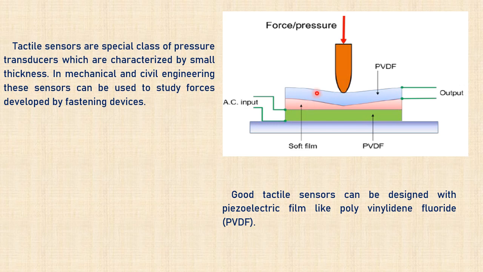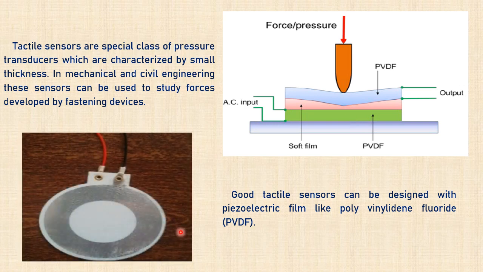And now the upper layer is again a PVDF layer. In this figure it appears to be a thick one, but it is as thin as this. We employ these pressure sensors or force sensors in many engineering applications. Students, see how it functions. This is another best example for an active sensor.